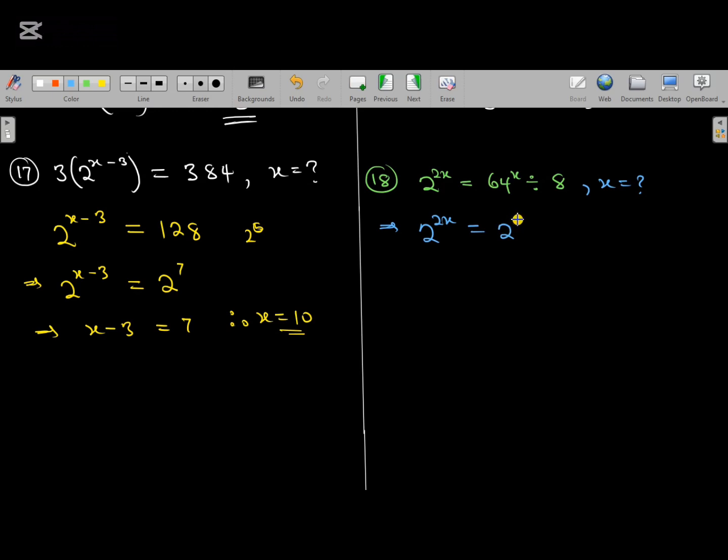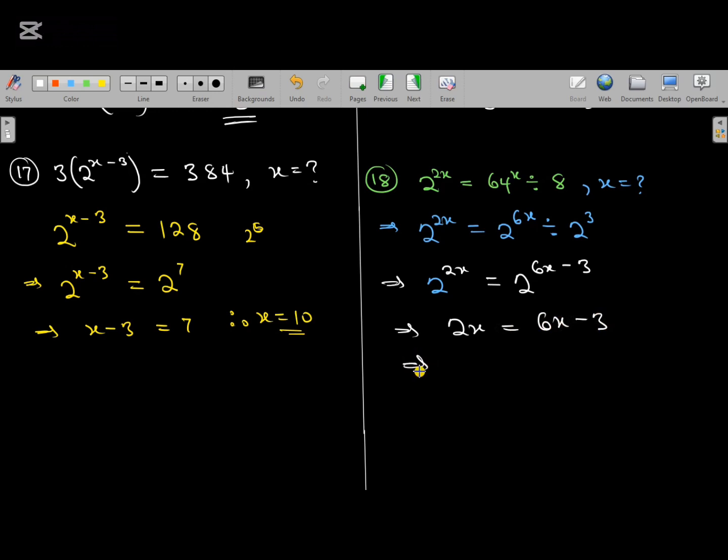of 6. So that 6 will multiply the existing x to give us 6x. Divided by 8, which is 2 to the power of 3. Okay, and so we'll have 2 to the power of 2x is equal to 2 to the power of 6x. Remember, division will change to subtraction of powers. So you just have minus 3x. And then, of course, the equal bases will go. So 2x, which is the power on the left-hand side, will be equal to 6x minus 3.